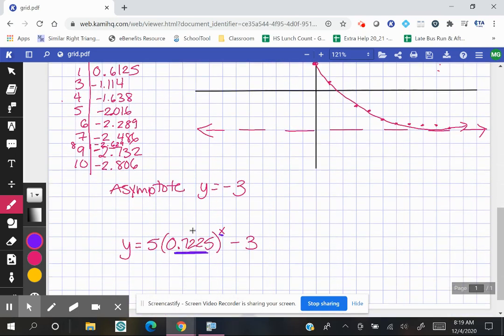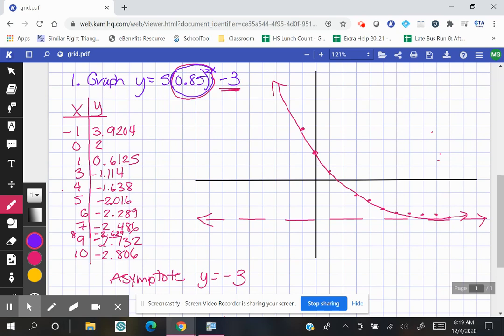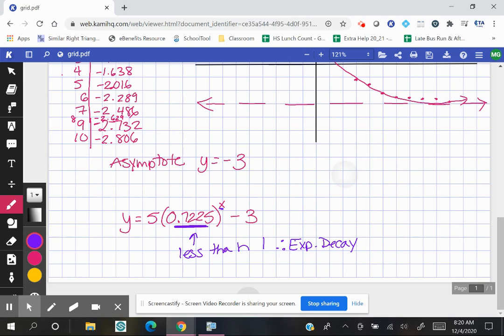Here's where now you can look at this and say, is this bigger than 1 or less than 1? And since that is less than 1, therefore you would know that this is exponential decay. But you can only do that once you have x alone in the exponent. We also know from our graph it's decay because we can see that it is clearly decreasing. All right.